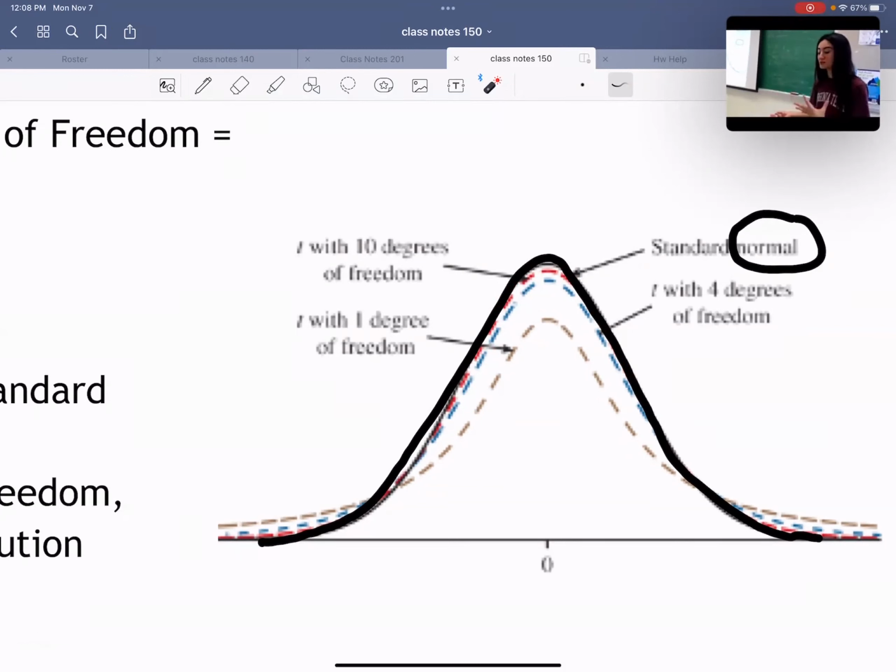The t distribution is basically a distribution that is really smushed, but as you increase the degrees of freedom, it gets closer and closer to the normal distribution. So it kind of looks like the bell curve, but not really.